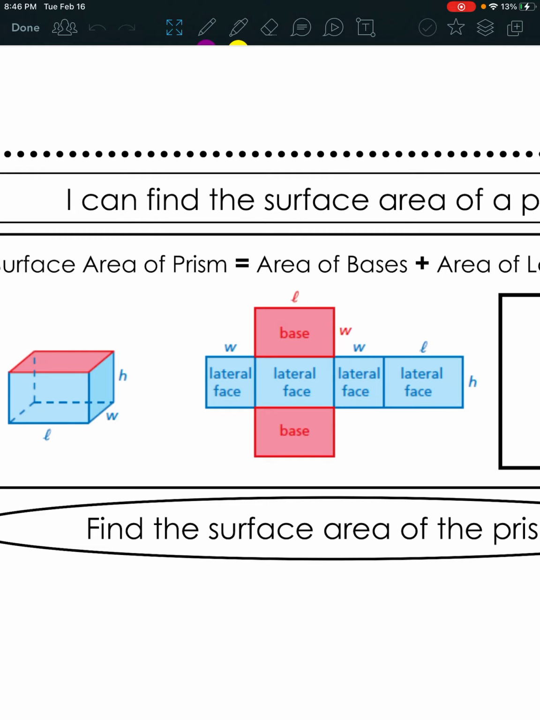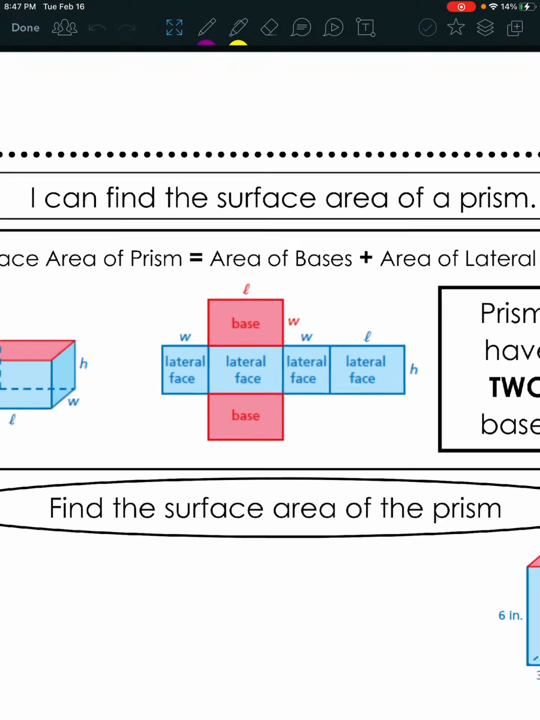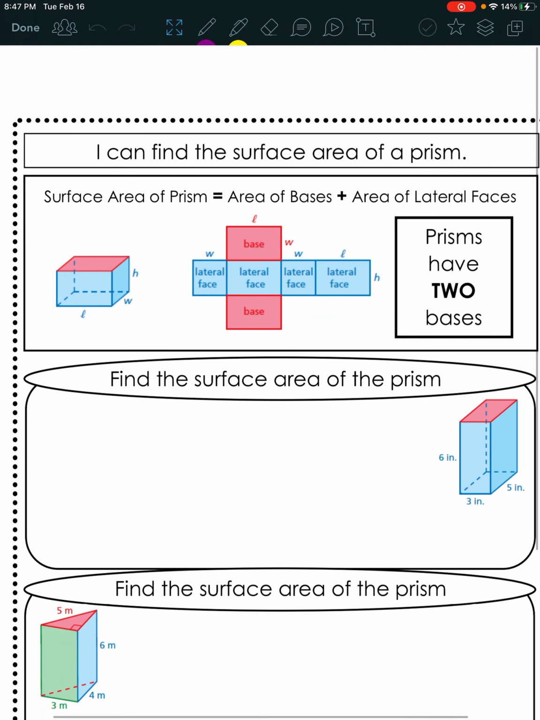So think about opening up a cereal box and laying that cardboard flat. All of that cardboard represents the surface area. So what we need to do is find the area of what we call the lateral faces here in blue. And then there's always two bases in a prism, and that's kind of what they sit on. Not always, but that also defines the shape that they are.